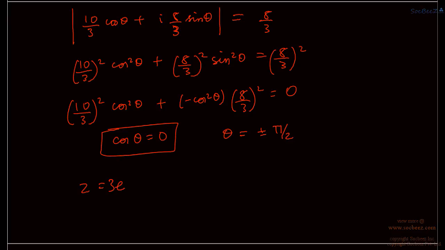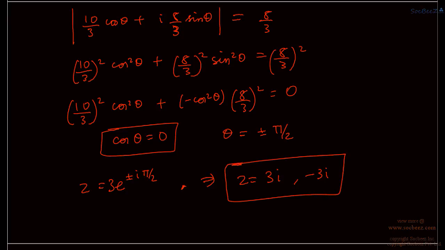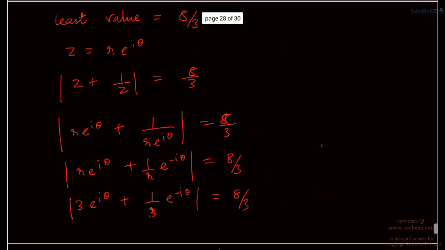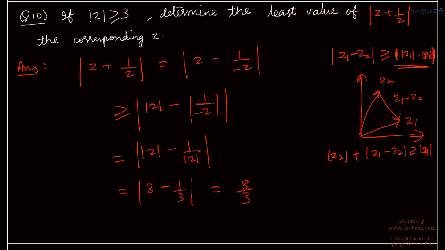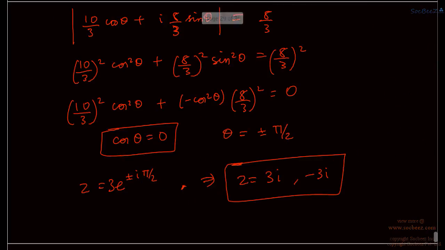Hence we see that our z, which is r e power i theta, is nothing but 3 times e power plus or minus i pi by 2. On simplification this gives us z equal to 3i or minus 3i. So the corresponding z is plus or minus 3i. Substituting this, we can easily see that it gives us the value of 8 by 3, which is the least value. That concludes the lecture series on complex numbers. Thank you.